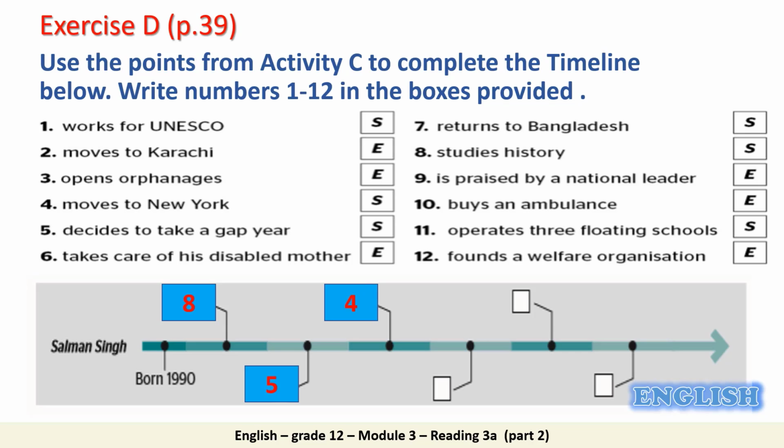Salman moved to New York and enrolled in New York University. As soon as he graduated, he worked for UNESCO and became a fundraising coordinator. Thinking he had gained enough experience, Salman returned to Bangladesh. He is now operating 3 floating schools, which can reach students even during the rainy season.